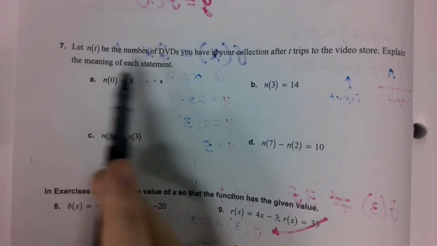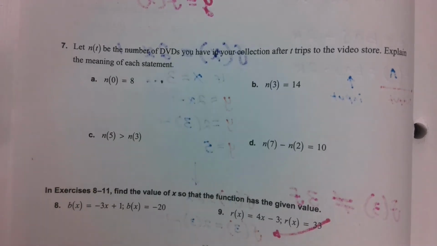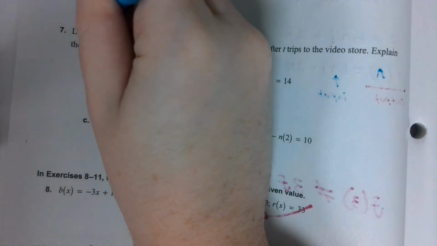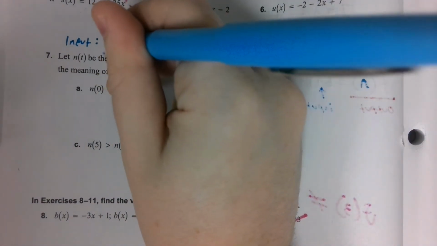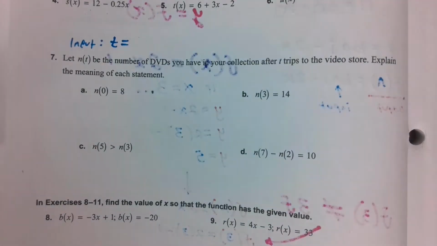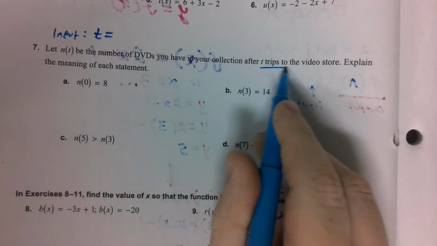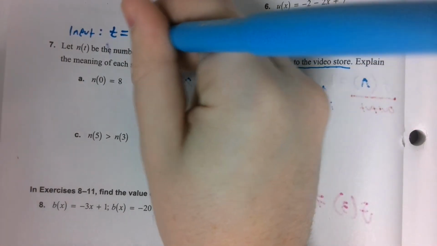Let n of t be the number of DVDs you have in your collection after t trips to the video store. Whenever you look at a problem like this, the first thing I want you to do is write down what your input is and what your output is. In this case, what's our input? Well, our input is t. And what does t mean? T is the trips to the video store.